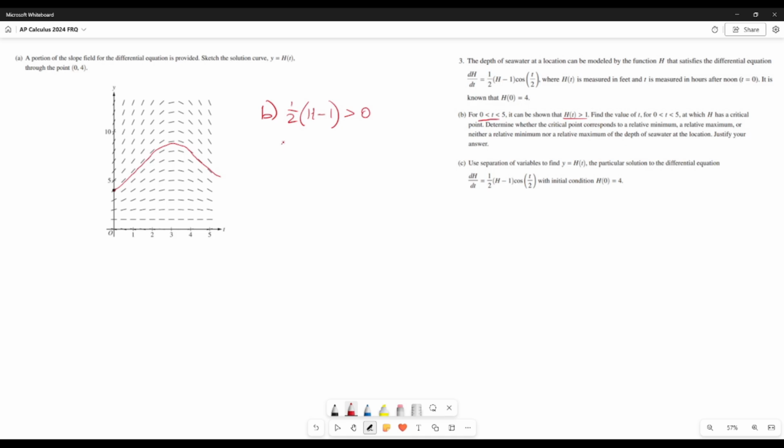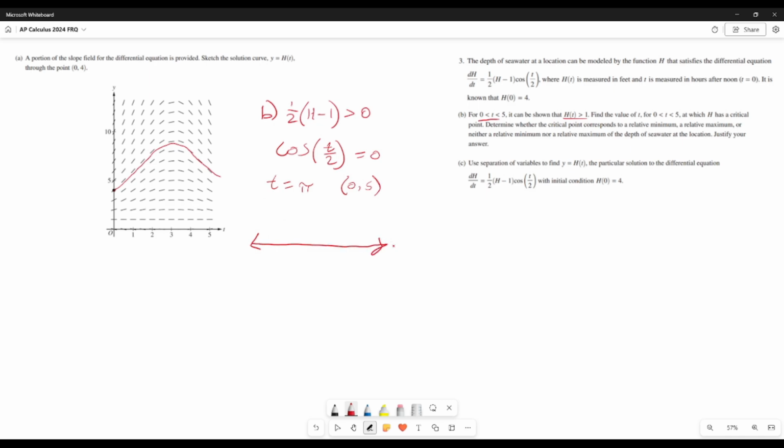So really what we need to find is where cosine of t over 2 equals 0. Because we all remember our trig values, we know that this value of t lies at pi. And that is the only value where cosine of t over 2 is equal to 0 on the interval 0 to 5. Now, to determine if this point is a minimum or a maximum, we need to make our line and plug in values both above and below pi to determine which side is positive and which side is negative, or if it swaps at all.